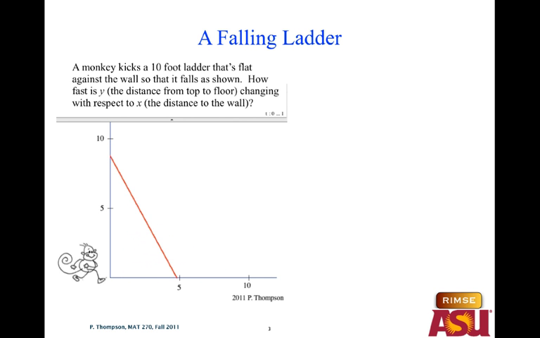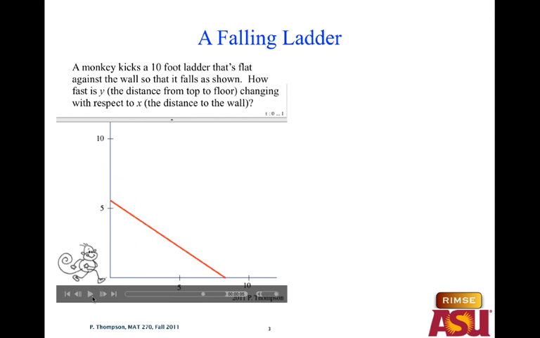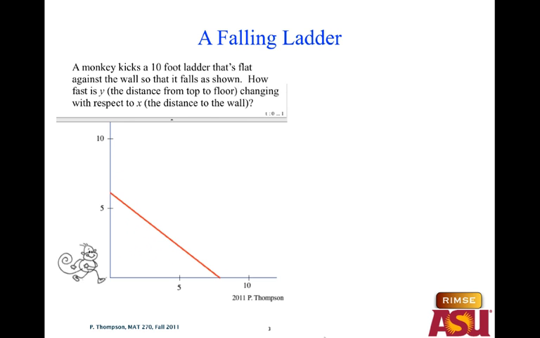A 10-foot ladder is flat against the wall, so it falls as shown. How fast is y, the distance from the top of the ladder to the floor, changing with respect to x, the distance to the wall? So if I just pause it here, they defined a variable y there. What is the variable y? Can you see it in the picture? What it would be?